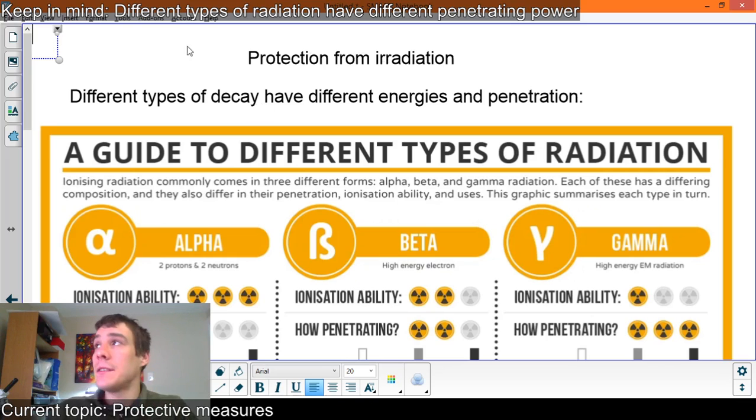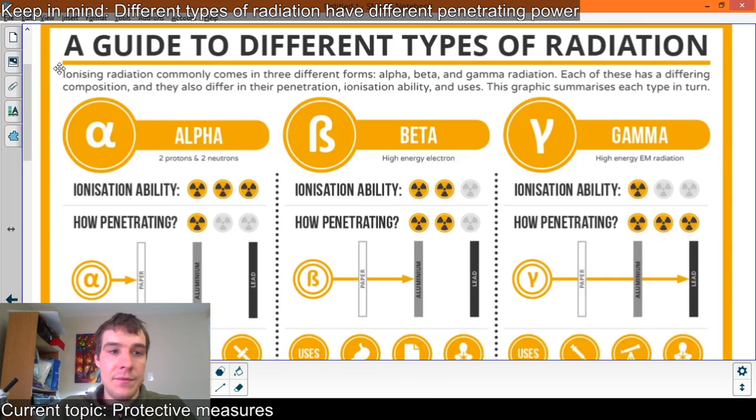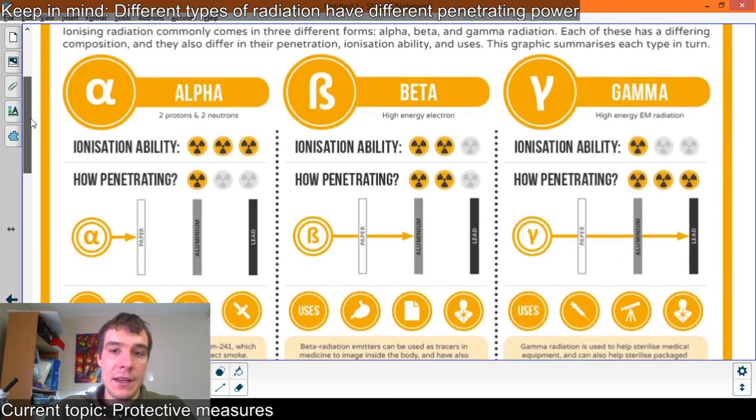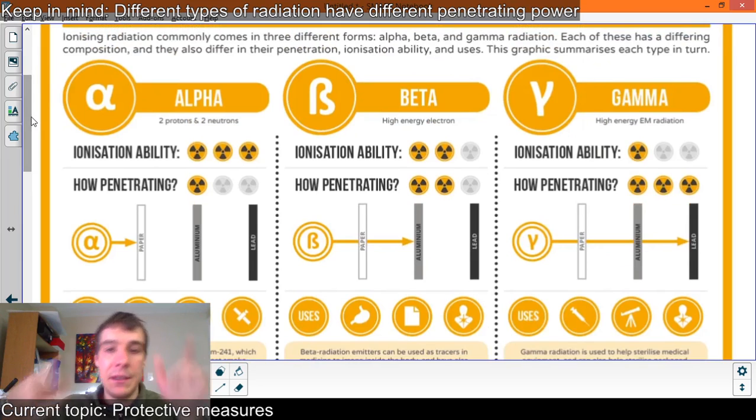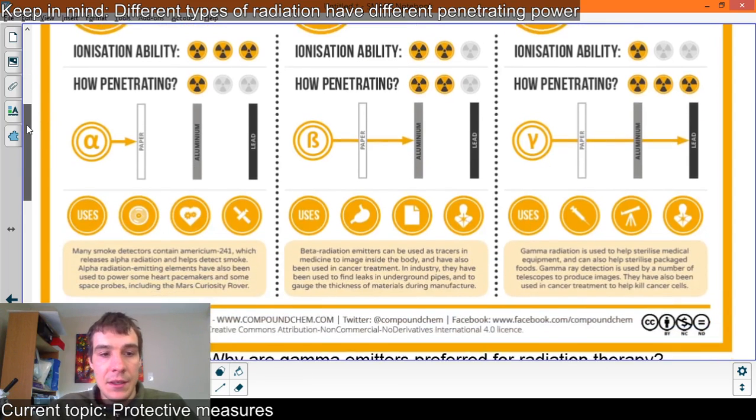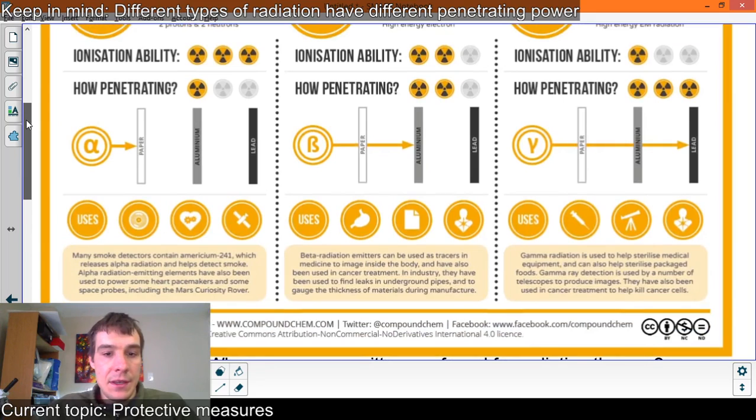The important thing to keep in mind is that different types of radiation have different penetrating powers. So here's a kind of useful guide. I'll have a link to this person's website down below. He does a lot of cool physics guides and chemistry guides. So I'll definitely shout out to Compound Interest, who shares this stuff for free with everybody.